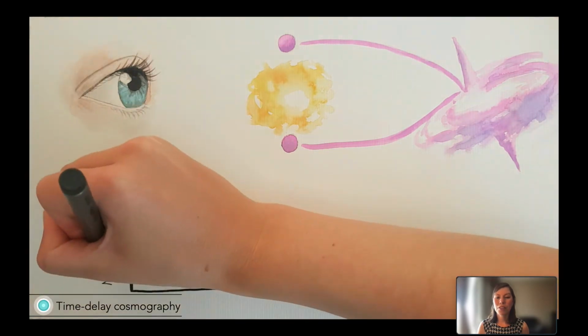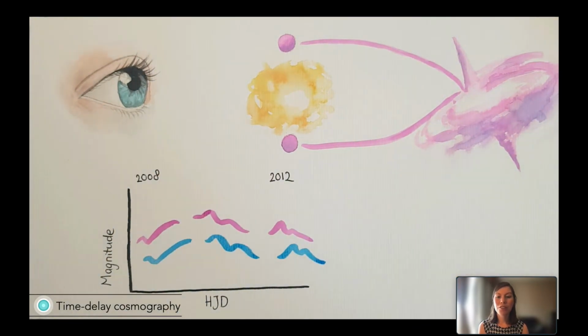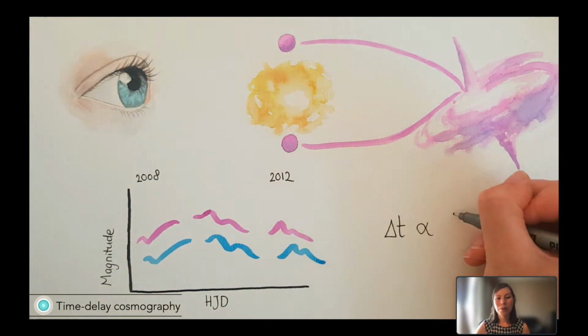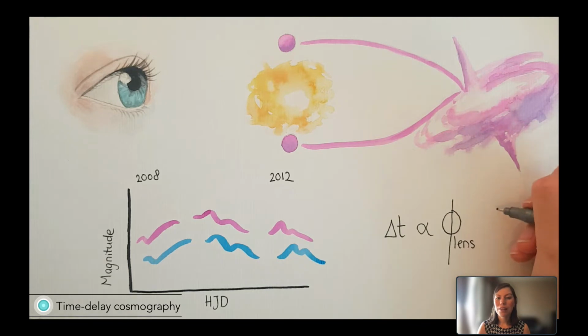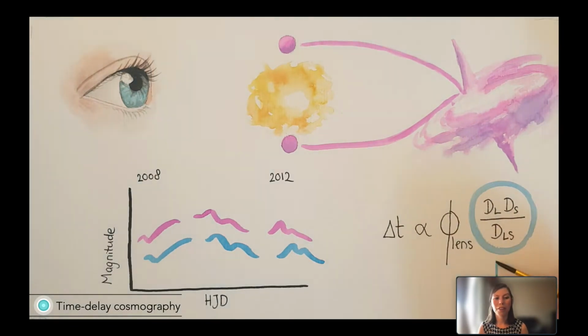And with very extensive monitoring campaigns for quasars, we can actually observe the differences between these variations in the images and then determine the time delay. And this time delay scales with the gravitational potential of the lens galaxy and a ratio between distances between the observer, the lens, and the source, which is called the time delay distance. So since this time delay distance is an absolute distance, it scales inversely with the Hubble constant.